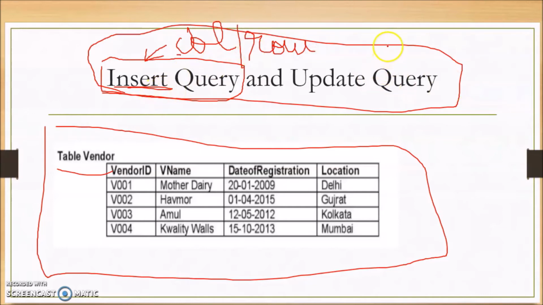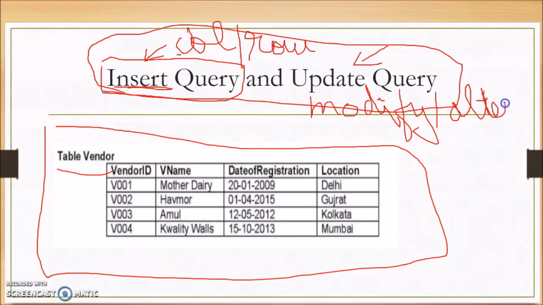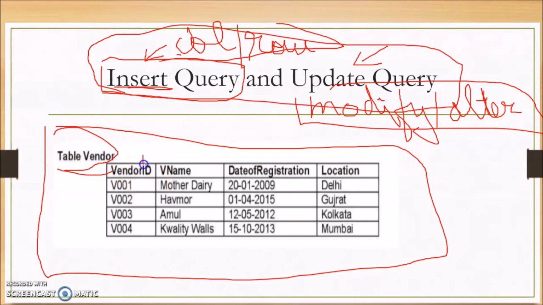Now update is another query. As the name says, if I want to modify or alter any information, I use update. So the insert query is used to insert a new row or column, and update is to modify or alter the information. If you can see, there's a table vendor. We have vendor ID, vendor name, date of registration, location.